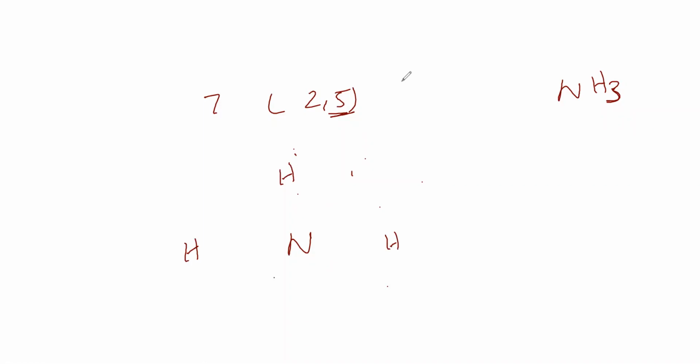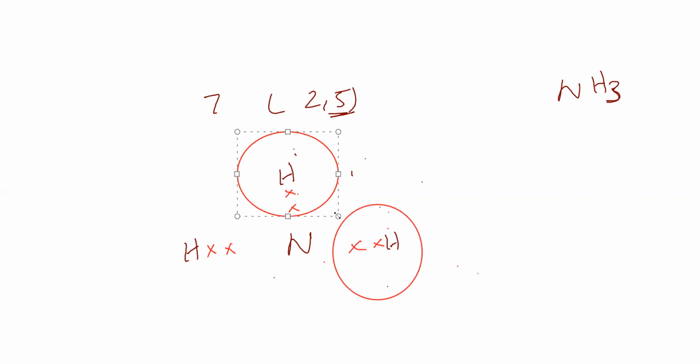So now hydrogen needs how many electrons to satisfy the octet rule? 1, correct? So I can put one circle in hydrogen and make sure that this is okay. Hydrogen is satisfied here.